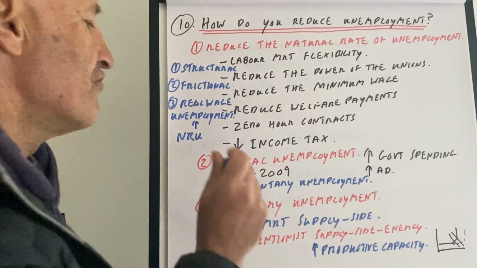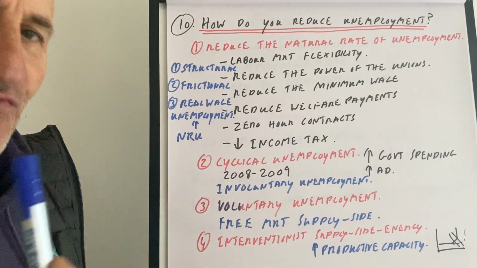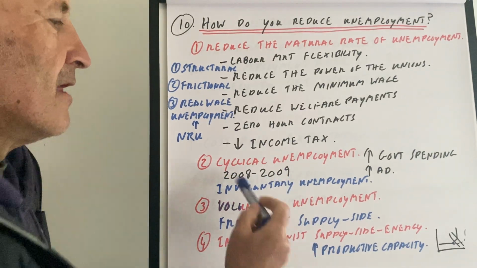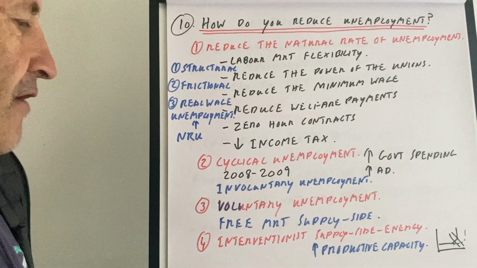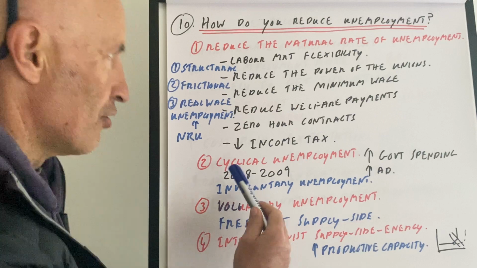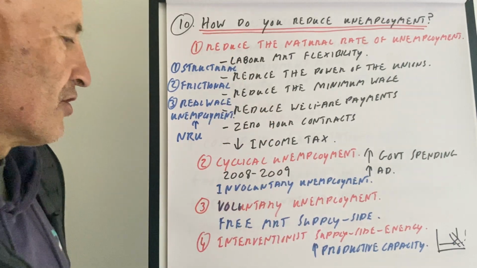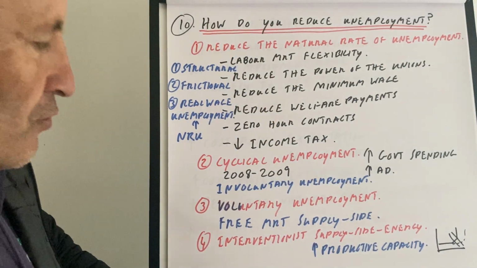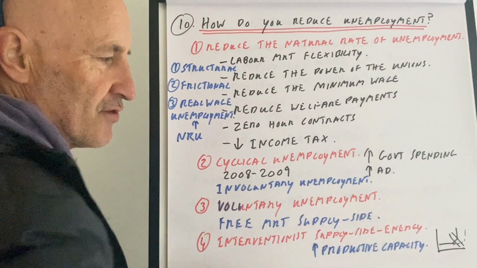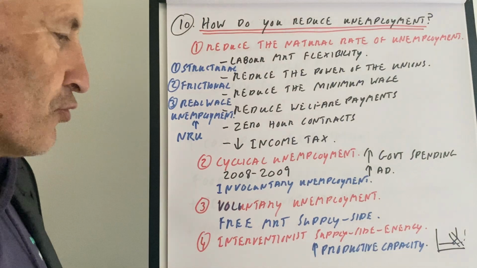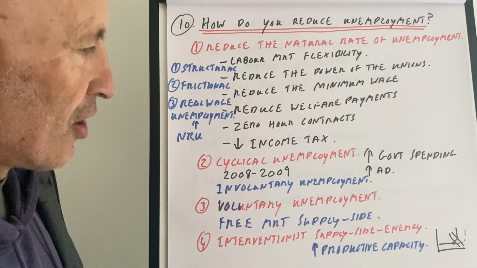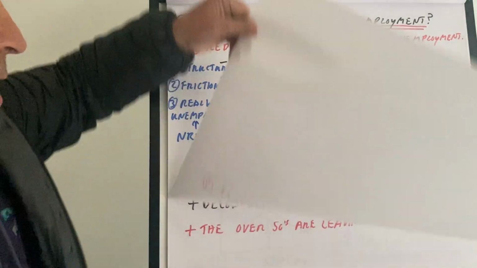However, if we want to reduce cyclical unemployment, which remember is involuntary unemployment, we had this during 2008 and 2009, so therefore we had to increase AD. Voluntary unemployment is all about using free market supply side economics. Or remember, we can also have an interventionist supply side policy where we're once again increasing the productive capacity of the economy. Energy is really important. Cheap energy would make all the difference. Then we can run our economy at high levels of demand.